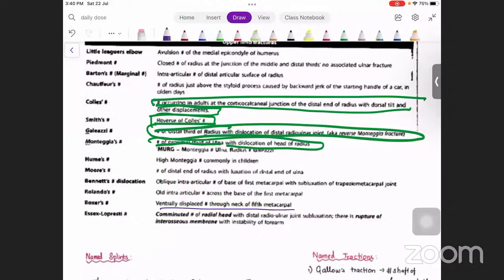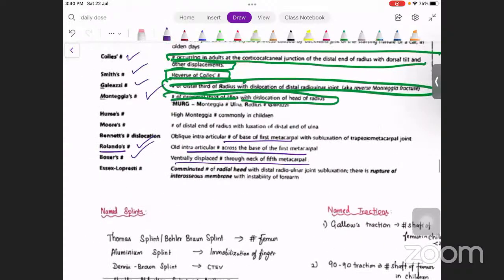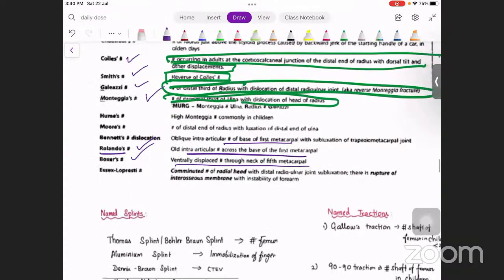And apart from that, an intra-articular fracture across the base of the first metacarpal is your Rolando's. And the fracture dislocation at the base of the first metacarpal is your Bennett's dislocation. So in the upper limb, Colles, Smith, Galeazzi, Monteggia, Rolando's, and Boxer's are the important ones.